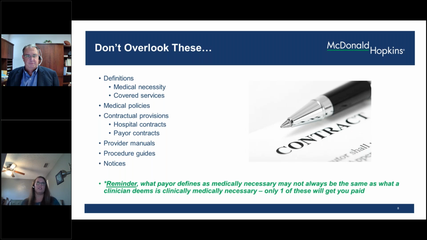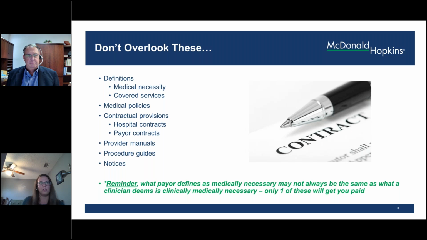So now we're going to turn to some of the concepts that I think tend to be overlooked. First are the definitions. These can be found in your contracts or payer manuals. These definitions are critical for determining when claims will be reimbursed. Obviously, the ones that we've talked about before, the medical necessity requirements and what are covered services. Those are really critical for when you decide what services you're going to perform and how you're going to do them.